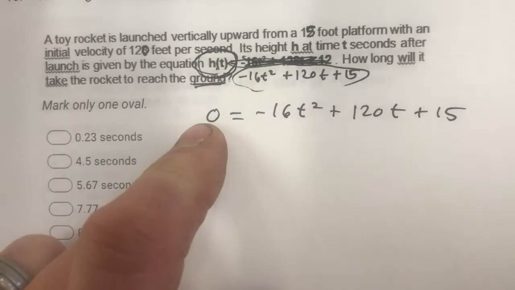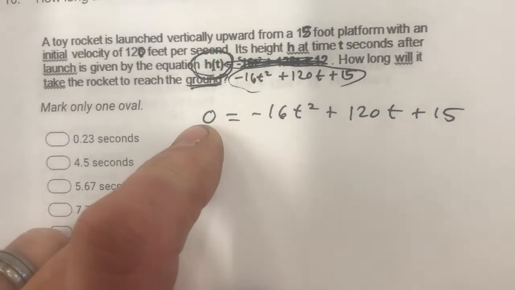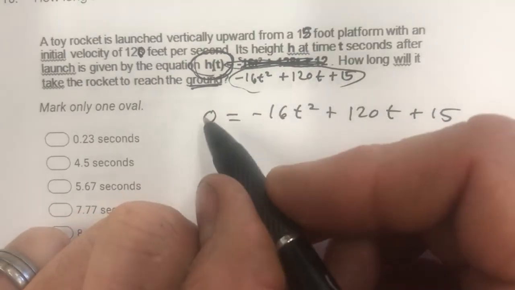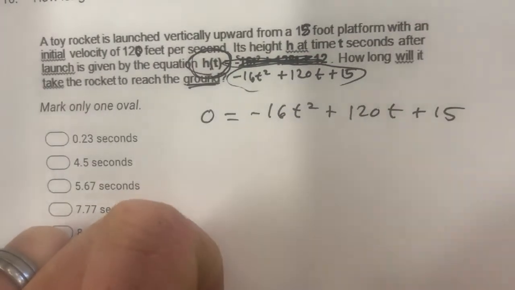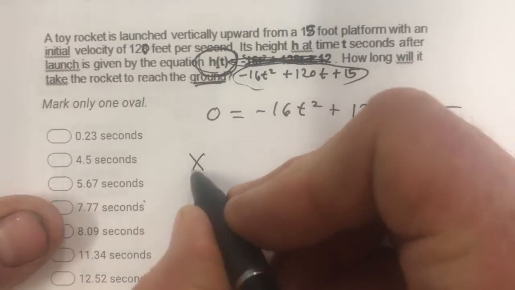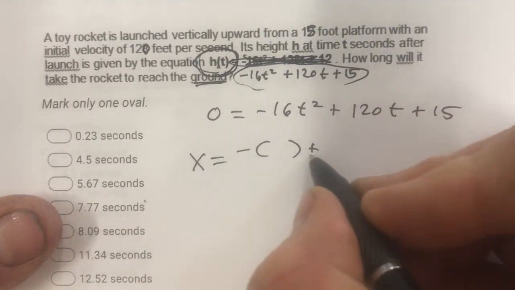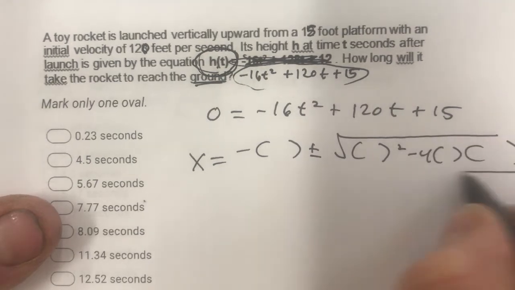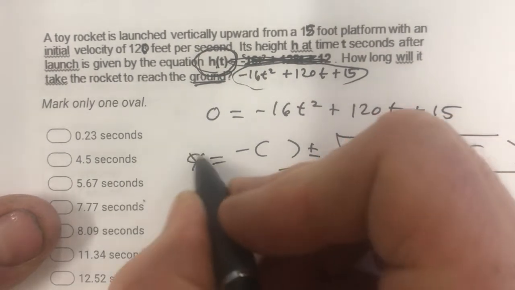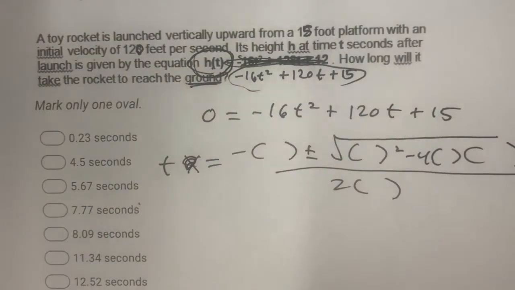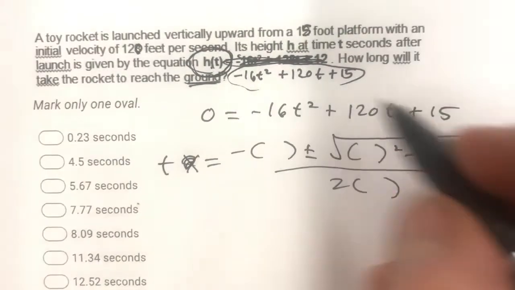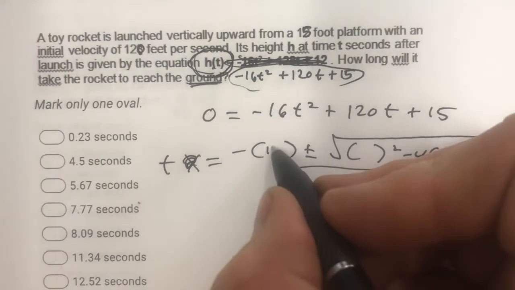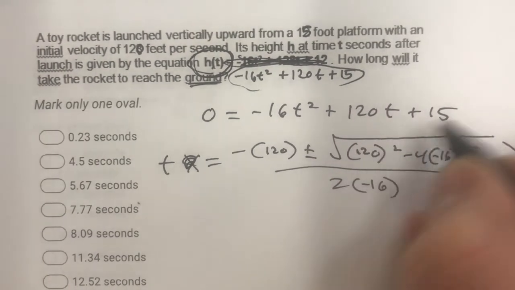So my height after these seconds would be 0 because it's hitting the ground. To solve this, I'm going to have to do the quadratic formula, and it's got to equal 0, which it does. So I can go ahead and do the quadratic formula. x equals negative b plus or minus the square root of b squared minus 4ac all over 2a. Actually, this should have been t because we're talking about time. My a is negative 16. It goes here and here. My b is 120. My c is 15.